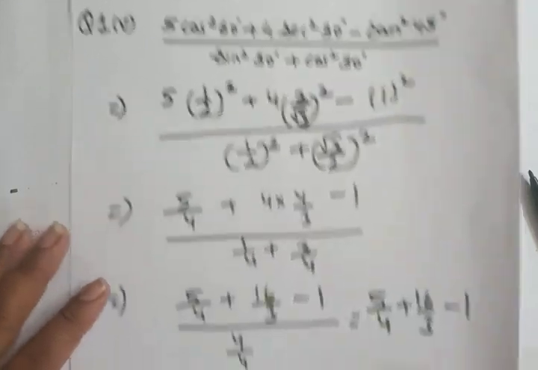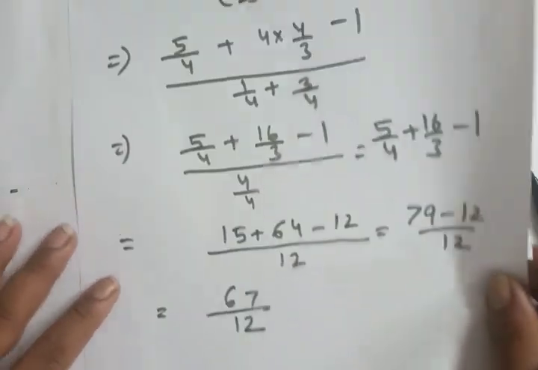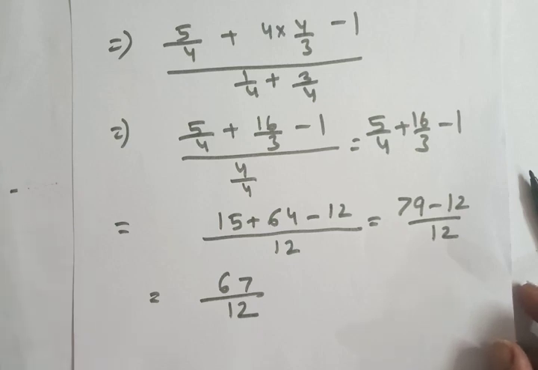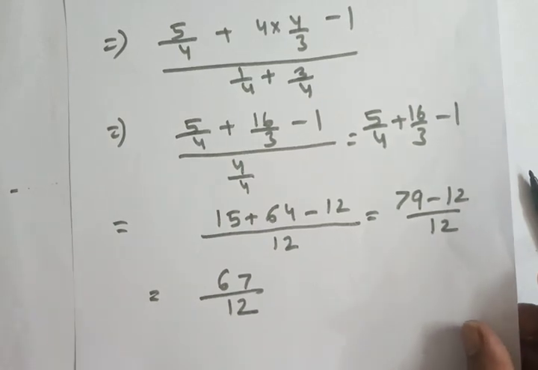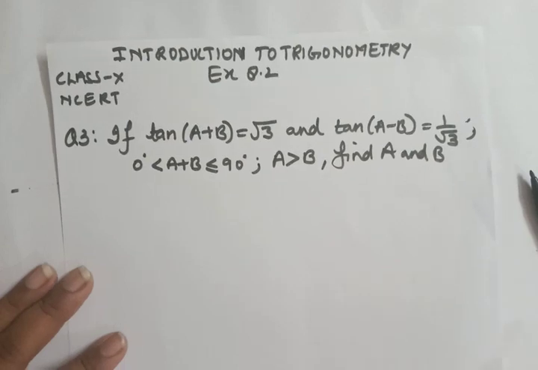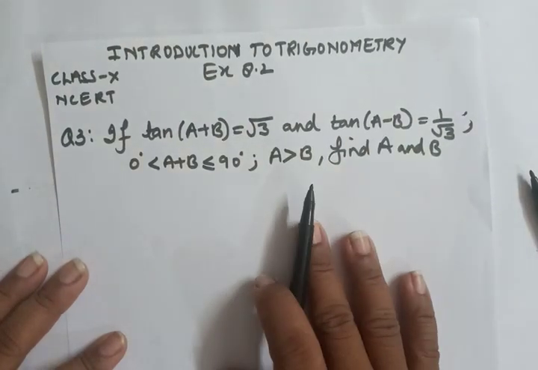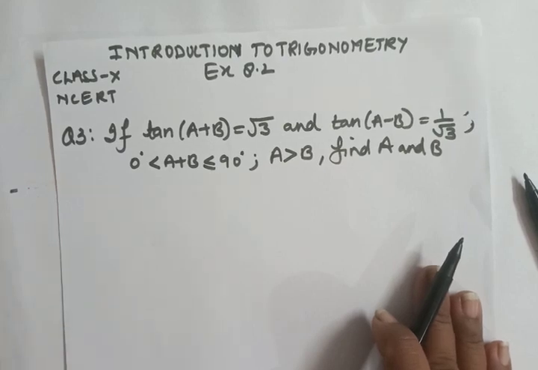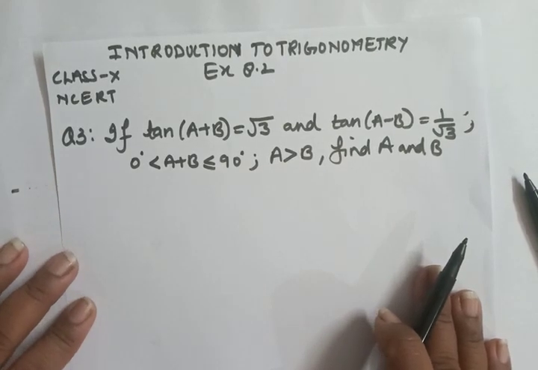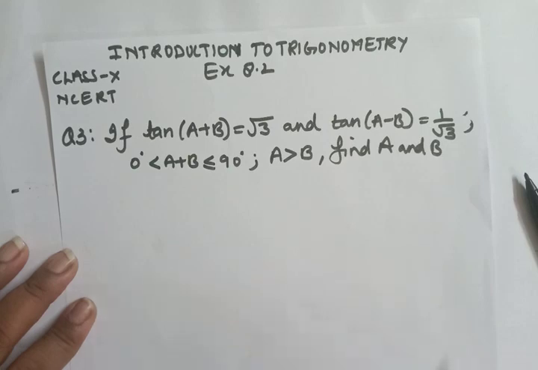So now I hope it is clear. We have simply put the values. The only thing is that you have to learn the values, put them and then find out the value. Okay, now proceed to the next question. That is a very important question from exercise 8.2. This type of question is also very important, and mostly such a question comes for 2 marks. Sometimes 1 marker also, it depends.